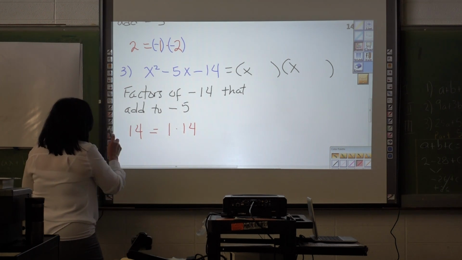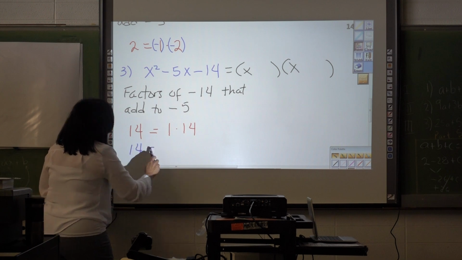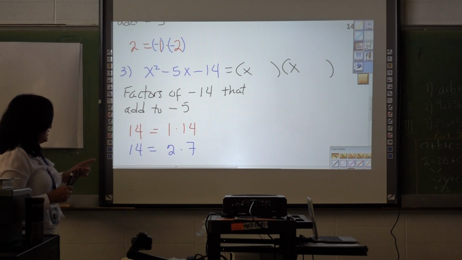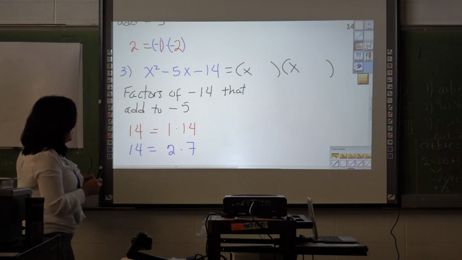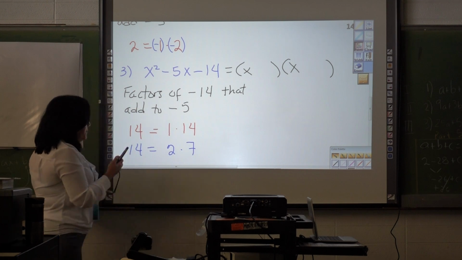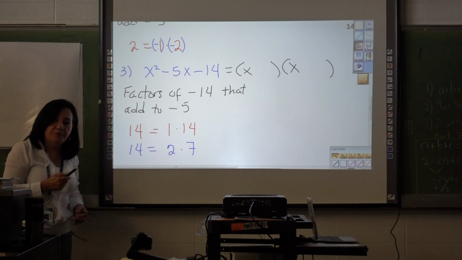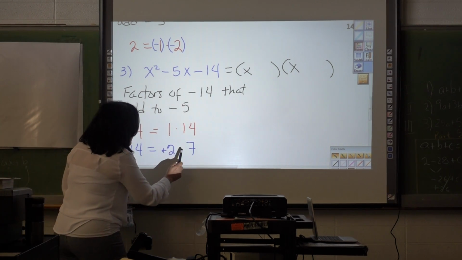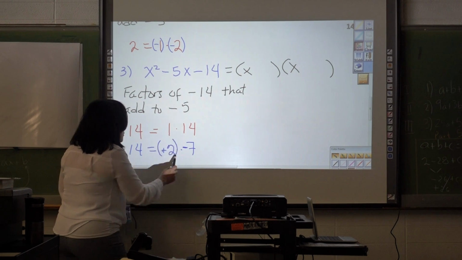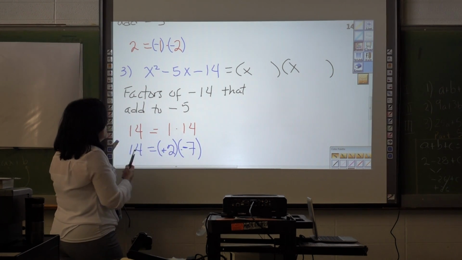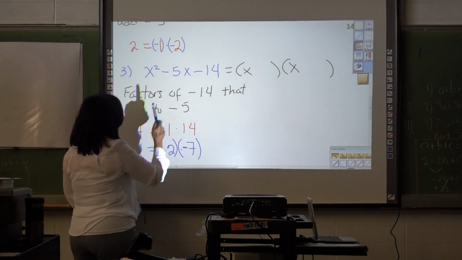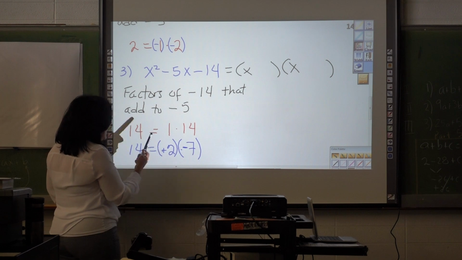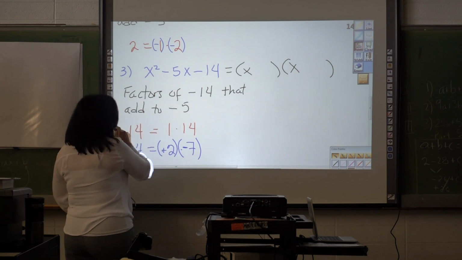Let's see what the next possibility is. 14 equals 2 times 7. I need negative 14 when multiplying, but at the same time negative 5 when adding. Opposite signs, and the highest number has to be negative. So this is positive, and this one has to be negative. Now, if I multiply these two numbers, do I get negative 14? Yes. And if I add these two, I get negative 5? Yes. So the answer is positive 2 and negative 7.